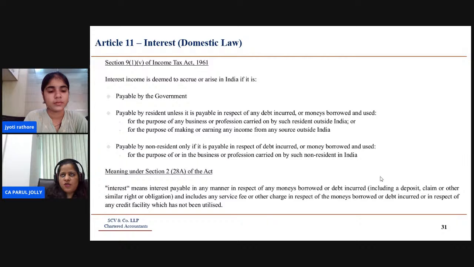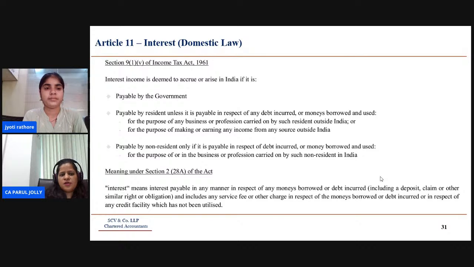So basically, if there is a non-resident who is deriving income from a company resident in India, that is, the payment of interest to a foreign enterprise who is a non-resident, if we see section 5, the income of a non-resident is taxed in India if it is received in India, deemed to be received in India, accrues in India, or is deemed to accrue in India. And what is deemed to accrue or arise in India is defined in section 9, which says that interest income is deemed to accrue or arise in India if it is payable by the government. So if the Indian government pays interest to any non-resident, it is taxable in India.